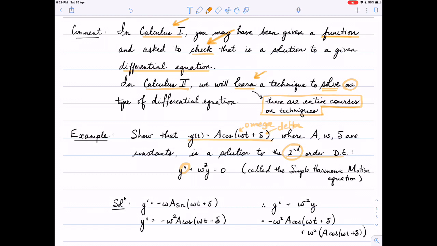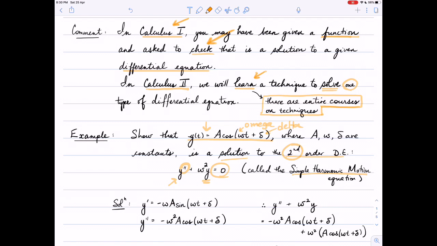This is a rather famous equation. It's called the simple harmonic motion equation. So we want to check that this function is in fact a solution to this equation. What do we need to do? Well, we have the function y. We don't have its second derivative, so we need to compute it, and then plug them in and see that the equation is satisfied, or that we do get 0.